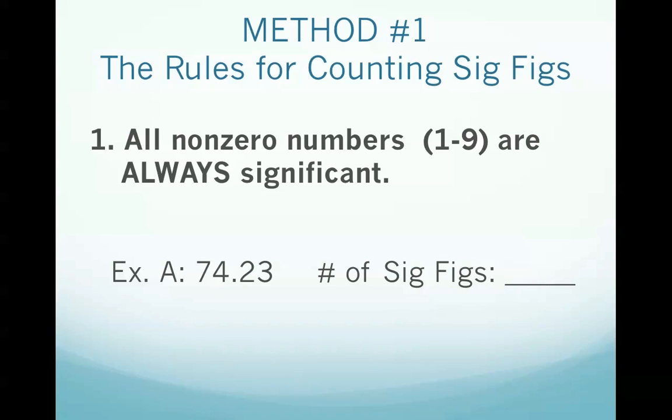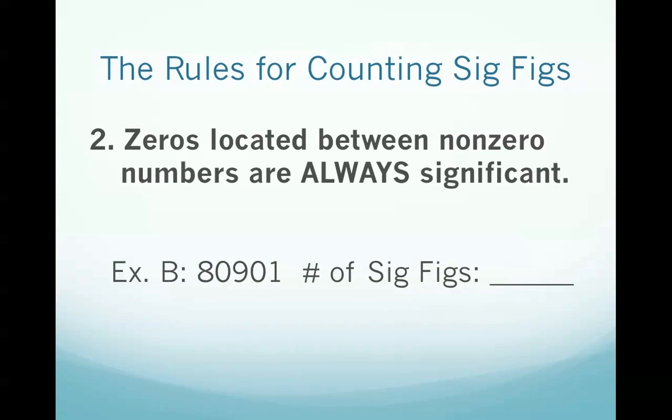So rule number 1. Any non-zero numbers, 1 through 9, are always considered significant or important. So in example A, the 74.23, they're all 1 through 9 numbers, so they're all significant, all sig figs. So we have 4. Now, in rule number 2, zeros located between non-zero numbers are always considered significant. So the 0 between the 8 and 9 is significant, and the 0 between the 9 and 1 is significant. So all 5 of these are significant, so this number contains 5 sig figs.